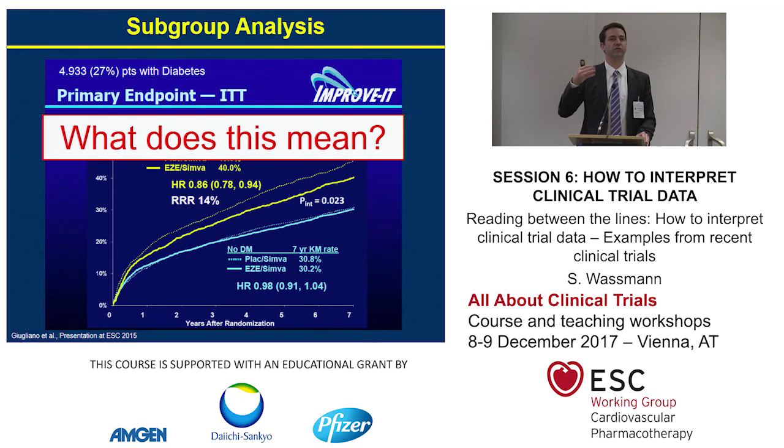So if you really want to find out if this population benefits more, you should go for another trial and just check out diabetics and treat them in a randomized fashion. This will not happen with ezetimibe, but this is what we can take from this. Okay?